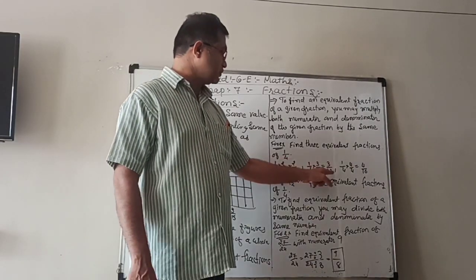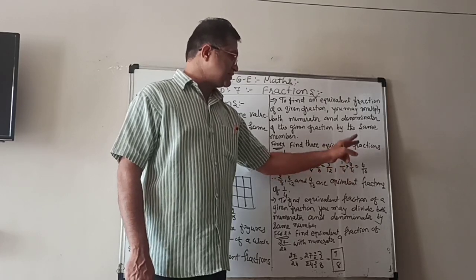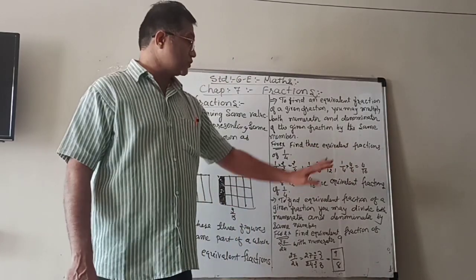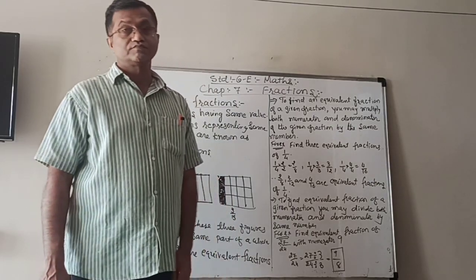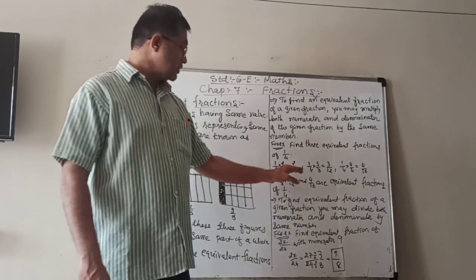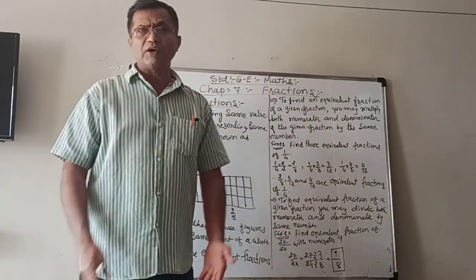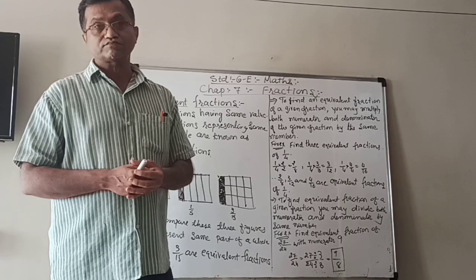Then you get 3 upon 12. Again you take 1 upon 4 and multiply with the same number, 4 upon 4. So you get 4 upon 16. You can make another also. You can take 1 upon 4 multiplied by 5 upon 5, 6 upon 6, 7 upon 7, whatever number.